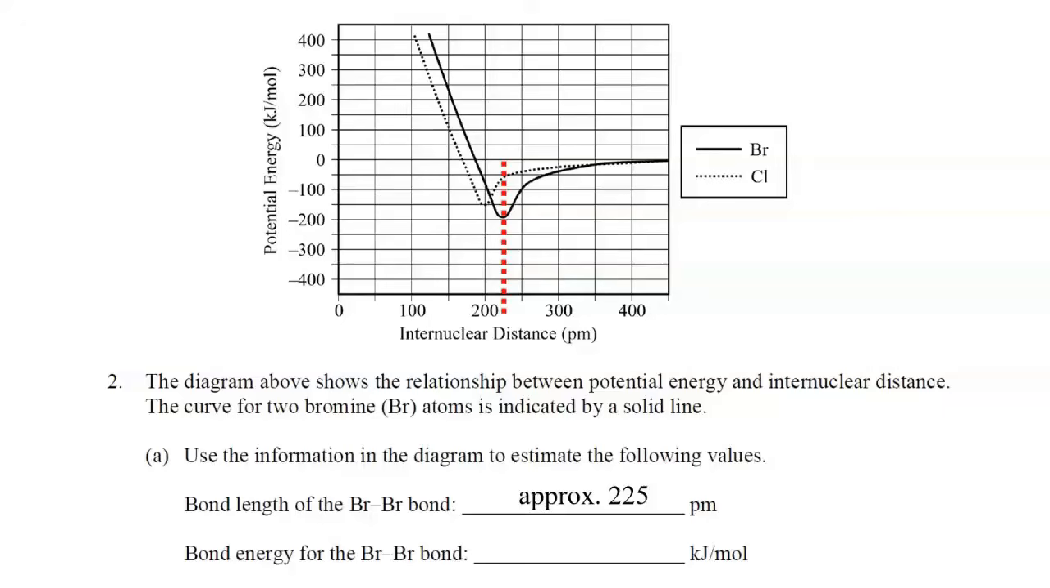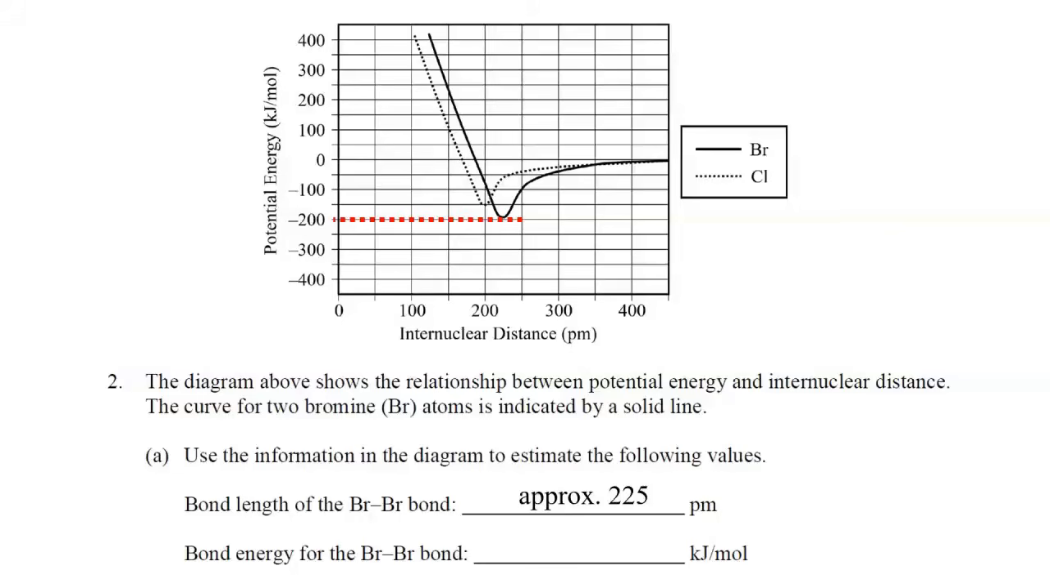Now we also have to estimate the bond energy of the bromine-bromine bond in this question, and it can be a little confusing. When you look on the y-axis, you see both positive and negative values. Remember that when the potential energy is 0, the atoms are so far apart, there's no interaction between them. And as these atoms move closer together, the potential energy decreases until eventually a bond is formed at that minimum in potential energy.